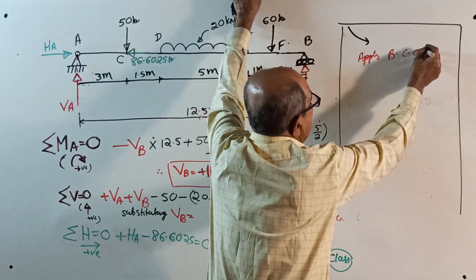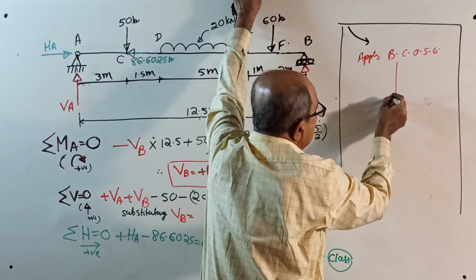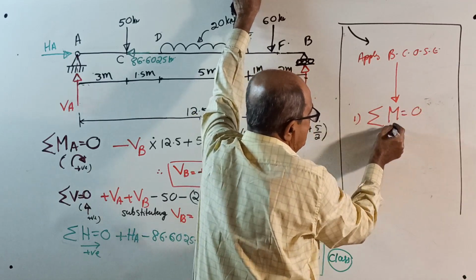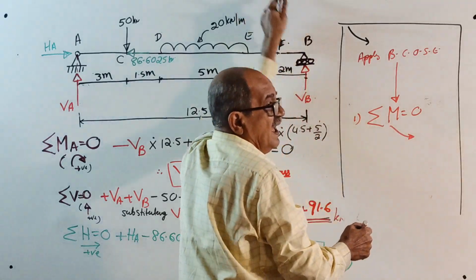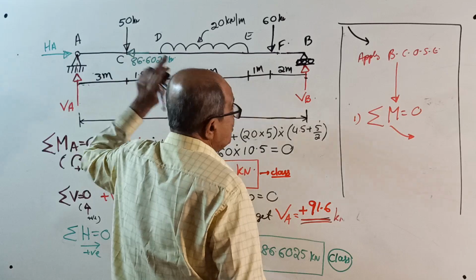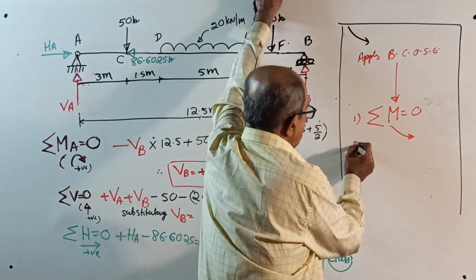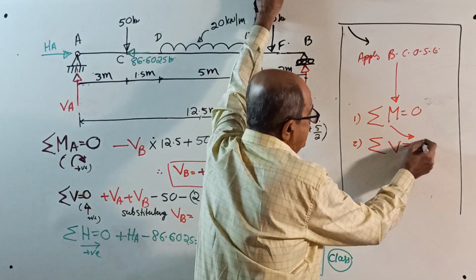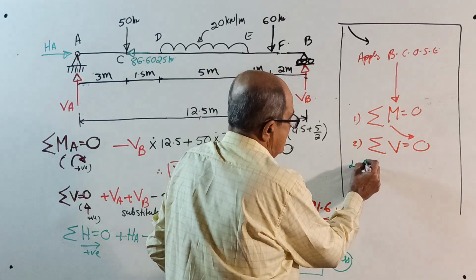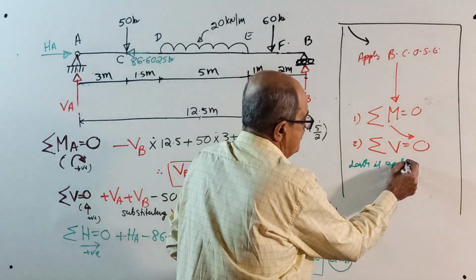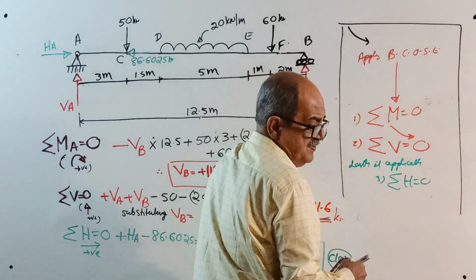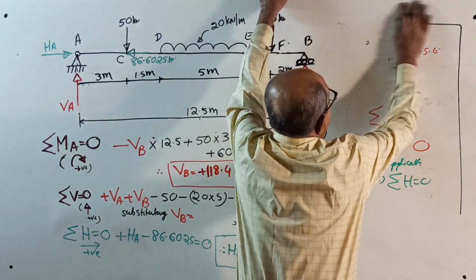basic conditions of static equilibrium in the following order. First, always apply sigma M equal to 0 about any one of the supports. Preferably we consider about the left support. Usually practice. Second one, apply sigma V equal to 0, and lastly, if applicable, apply sigma H equal to 0. Over. Sufficient.